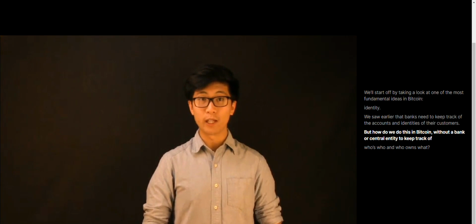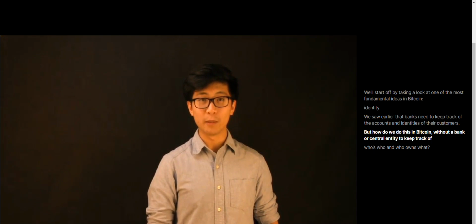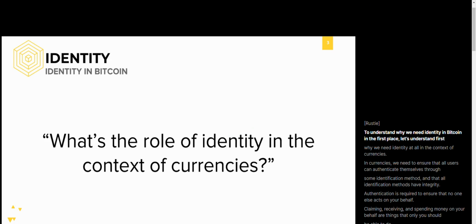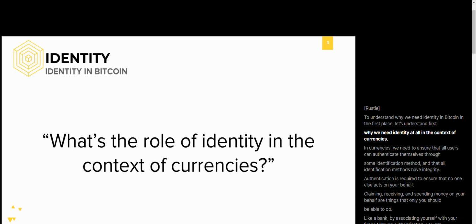We'll start by taking a look at one of the most fundamental ideas in Bitcoin: identity. We first saw earlier that banks need to keep track of the accounts and identities of their customers. But how do we do this in Bitcoin without a bank or central entity to keep track of who's who and who owns what? To understand why we need identity in Bitcoin in the first place, let's first understand why we need identity at all in the context of currencies.